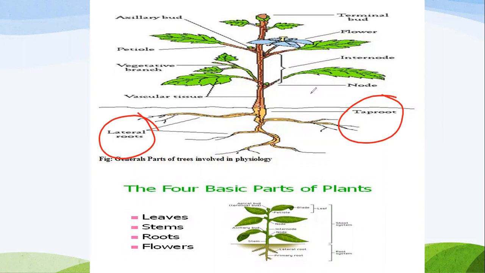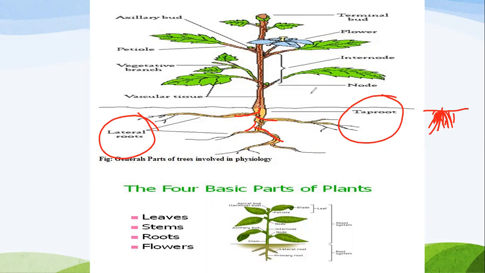In tap root, the radicle arises into the primary root, and then it gives secondary, tertiary roots, like this. But if we talk about fibrous roots, in the radicle there is a cluster of roots. All the roots arise from this point only. So this type of cluster is known as fibrous root. So this is a basic example of a plant.